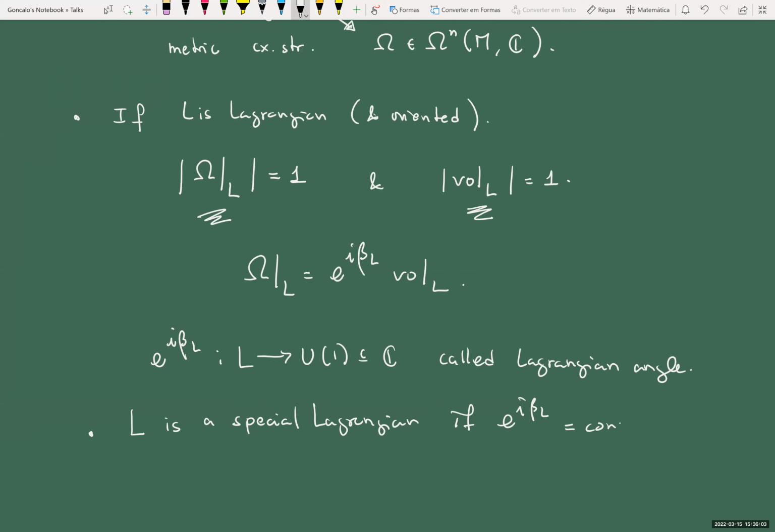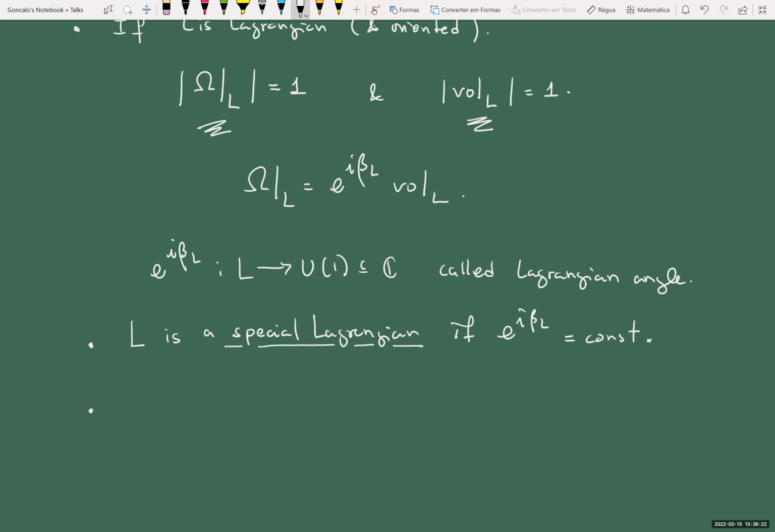Which is the analog of the straight lines, and they are defined by the condition that this function is constant. Okay, so this is the definition of a special Lagrangian. And they will be our candidates to be the best representatives of a Hamiltonian isotopic class.